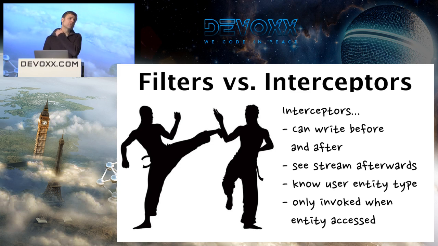And interceptors are only invoked if the entity is actually requested. So if the user doesn't pull out the object, doesn't request the entity stream to be turned into an object, then the interceptor won't be invoked at all, because the whole chain won't be invoked.